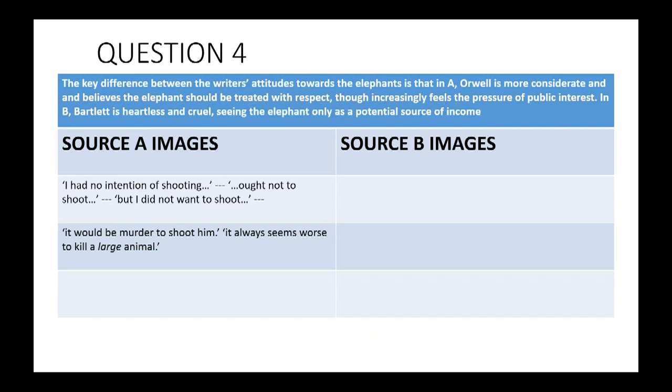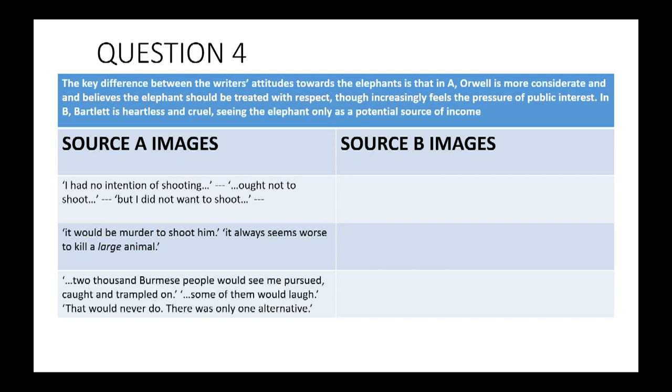"It would be murder to shoot him." Quite an emotive word. "It always seems worse to kill a large animal." So what does that pair of quotes give you? An emotional reaction, a reaction that comes from a place of maybe empathy. And I would want to drill into the tone there. It is murder. It feels like Orwell is really weighing up the moral dimensions of what he might be about to do.